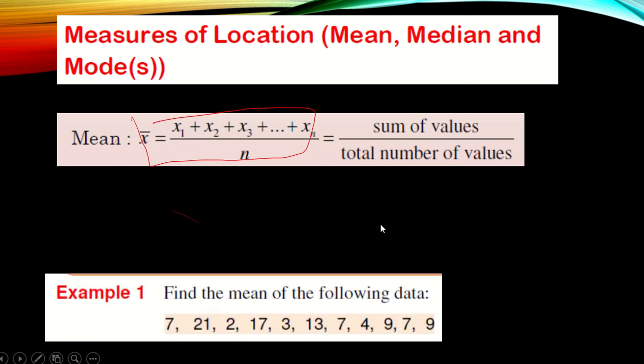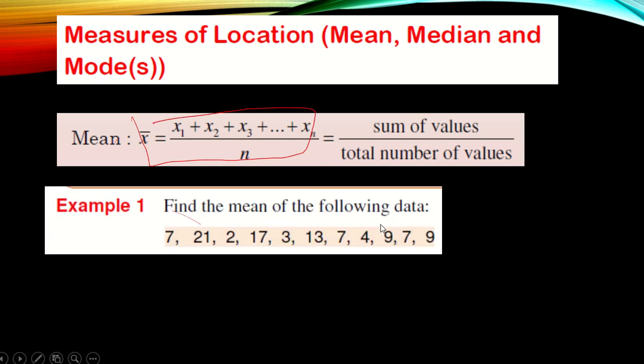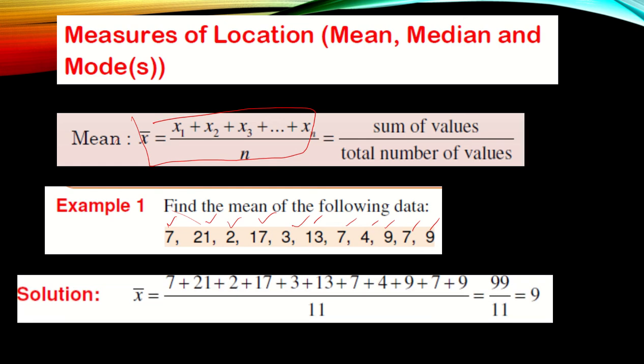We can see this by example. Here is one example. Find the mean of the following data. How many data are here? We can count them: 1, 2, 3, 4, 5, 6, 7, 8, 9, 10, 11. There are 11 data. So how do we find the mean? We will add all of them, then divide by 11. So the mean value becomes 9.